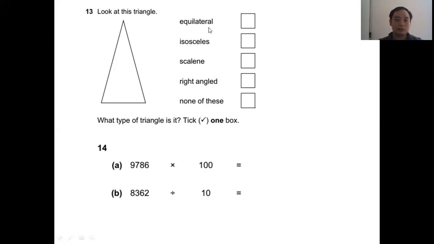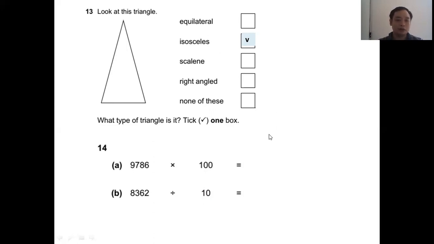So equilateral means the triangle has 3 equal sides. Isosceles means the triangle has only 2 equal sides. Scalene means the triangle doesn't have any equal sides. Right angle means the triangle has a 90 degree angle in it. So the choice will be isosceles, because this triangle has only 2 equal sides. Okay.